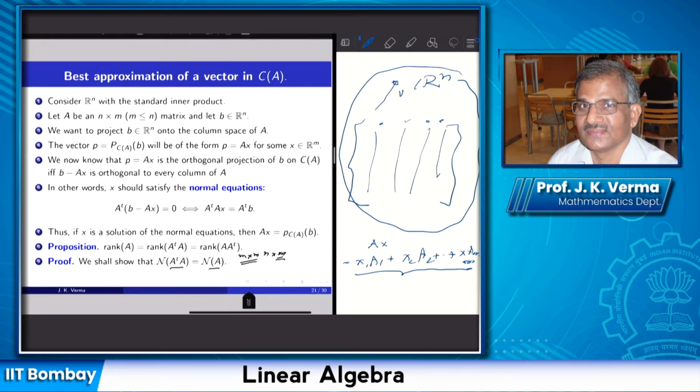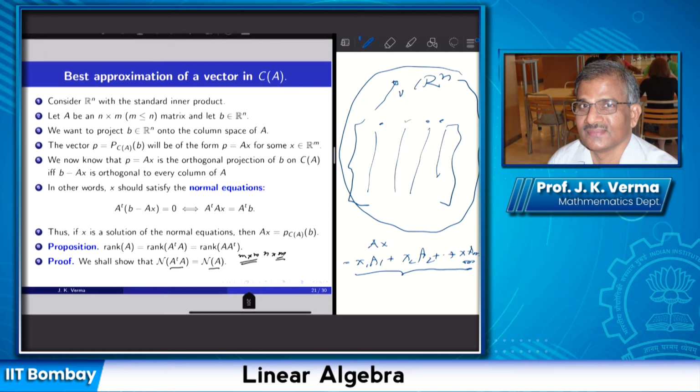Okay, so if I prove that the null space of A transpose A is the same as the null space of A, I would have proved that the nullity of A transpose A is the same as the nullity of A. But the rank of A transpose A is m minus the nullity of A transpose A, and the rank of A is m minus the nullity of A. These two nullities are the same, and therefore their ranks will be the same. So using the rank-nullity theorem, it is enough to prove that the null space of A transpose A and the null space of A are equal.